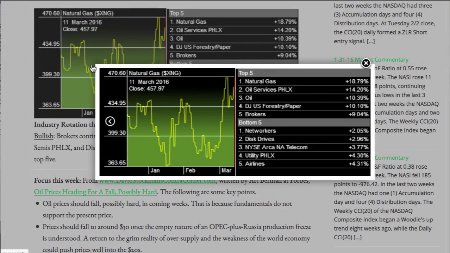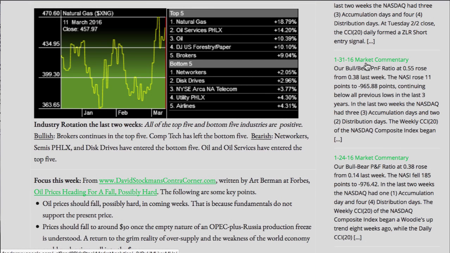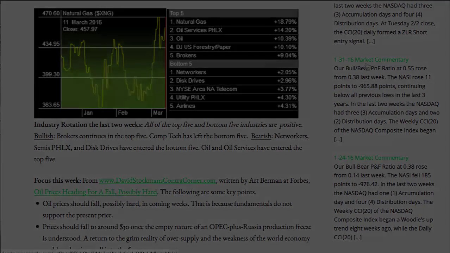Industry rotation the last 2 weeks. All of the top 5 and bottom 5 industries are positive. Bullish, brokers continues in the top 5. CompTech has left the bottom 5. Bearish, networkers, semis, and disk drives have entered the bottom 5. Oil and oil services have entered the top 5.